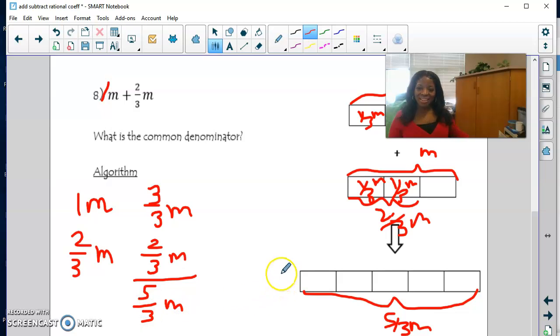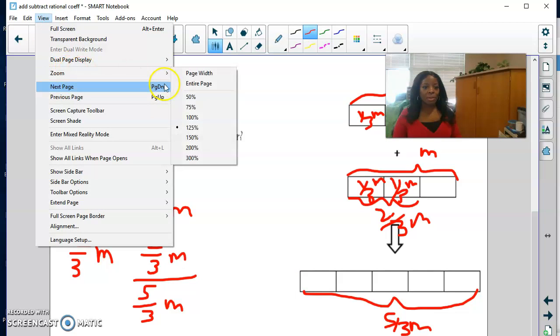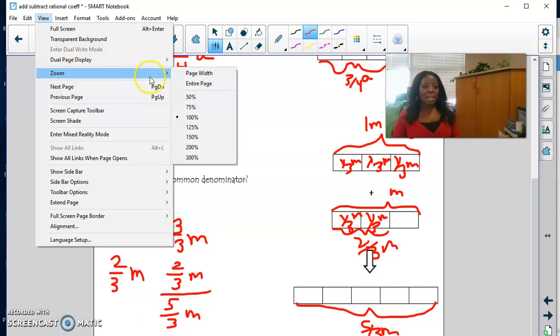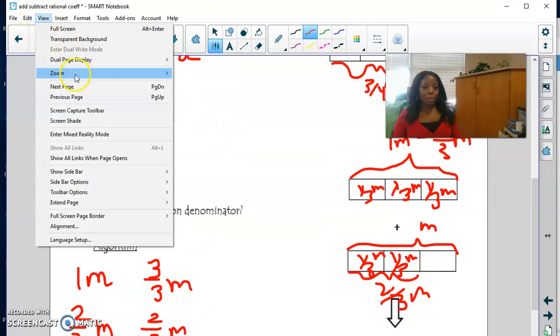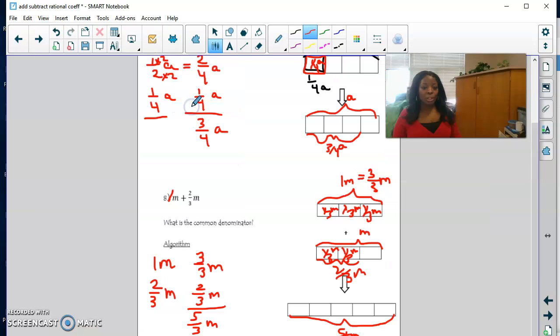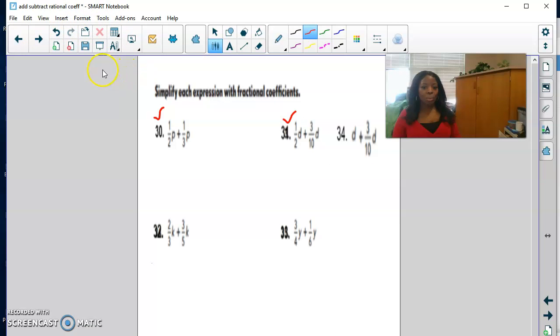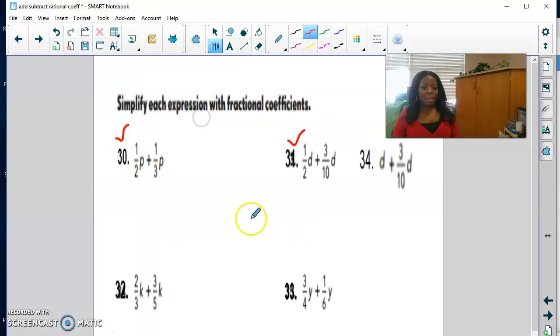Okay, guys? So pause the video if you need to. Now what I'm going to do is I'm going to reduce the size of the page. And that way, if you happen to not have this packet, I will show you and you can screenshot it. The next page, which I'd like you to do for homework, as practice. And you are really doing well.